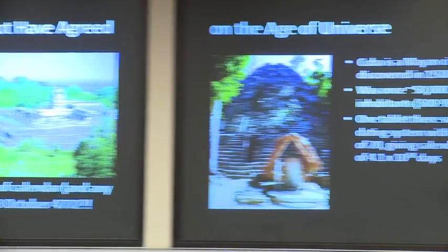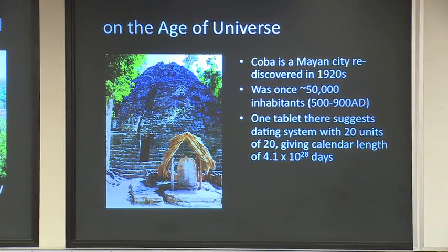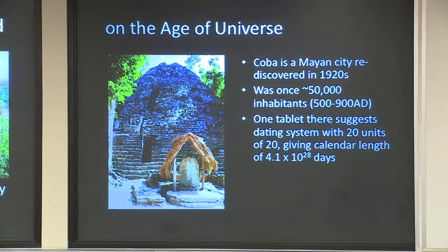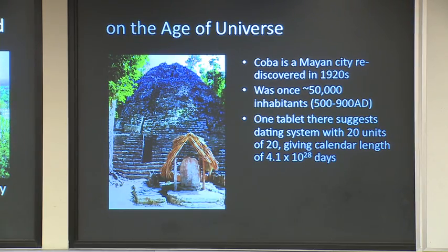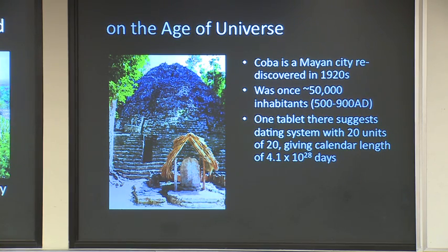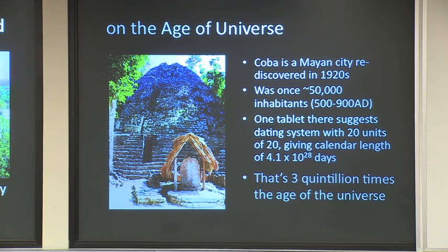There's another hieroglyph that's been discovered in the city of Coba. This was once a major city in the Mayan period, in the 500s to 900s. And this actually gives more increments of 20 beyond the digits that I showed you. And in fact, there were 20 units of 20, and that would mean that the age of the universe, according to that Mayan calendar, was 4 times 10 to the 28 days. Which, by the way, is 3 quintillion times the age of our known universe. So it's possible the Mayans had it wrong, you know?